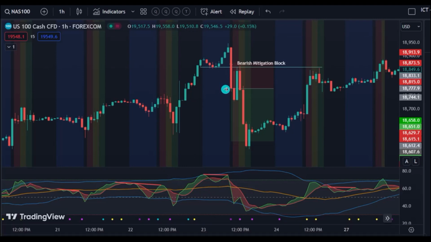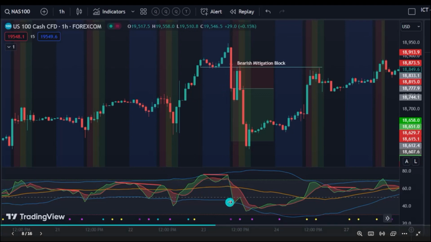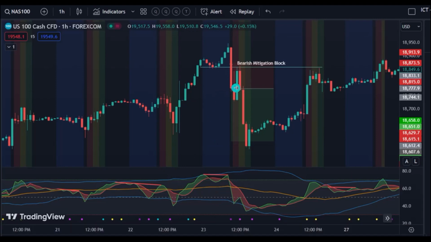You could enter the trade here, or you can wait for price to retrace back up to the mitigation block, and you can take your entry right there with a stop loss above the beginning of the move. We put our entry at this move here right after price crossed the 50 level of the RSI, and you definitely get a 2-to-1 for your trade.